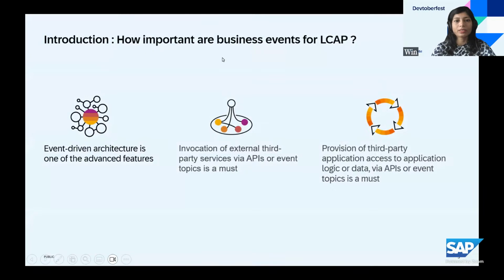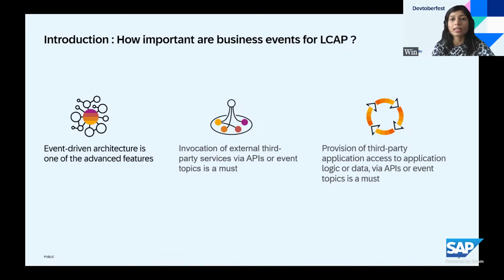As an introduction, how important are business events for LCAP? When we talk about events, there are different types of events. There could be technical events and there could be business events. Business events are, for example, if you create a sales order, if you create a purchase requisition, or if you have an employee hire. These things emit events in the system. Whenever you create a sales order, an event is emitted in the system.